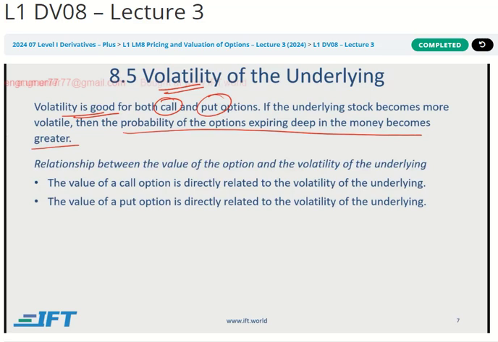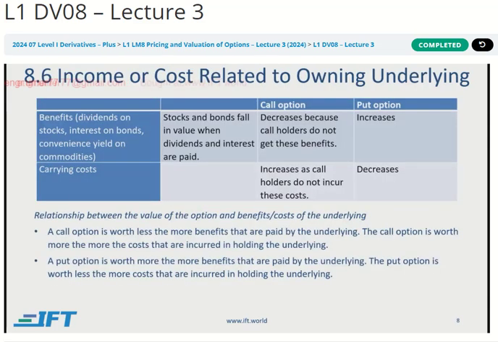And think of something like Bitcoin. It can go up a lot, it can go down a lot. So both a call option and put option on Bitcoin will be valuable because Bitcoin itself is very volatile, right? So a call option is directly related to the volatility, and the value of a put option is also directly related to the volatility of the underlying. The higher the volatility, the higher the value of the option, whether it is call or put.